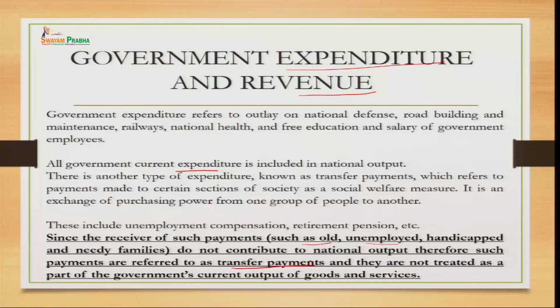This is the transfer payment, not pricing, the transfer payment which is being made by the government to that section of society where they want to generate welfare, right. So, this has to be taken care of whenever we are calculating national income. We only calculate that expenditure of government in the national income which is made on national defense, road building, maintenance, railways, national health, free education, salary of government employees. All such expenditures are taken up, whereas the payments made in the form of transfer earnings are not being considered.